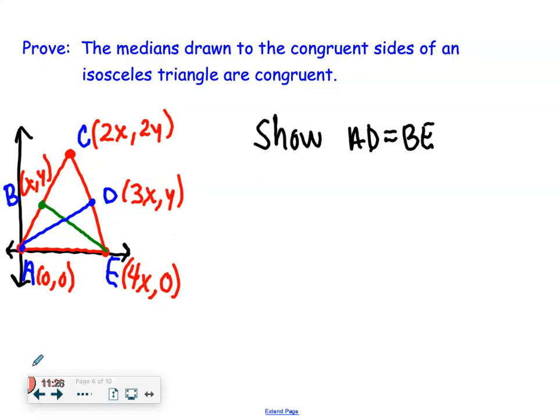That was it. We didn't have to do it anymore. That was the proof. Now we drop the proof. So how do I show the segment lengths are congruent? What do I need to know? The distance. We can do the distance formula twice.